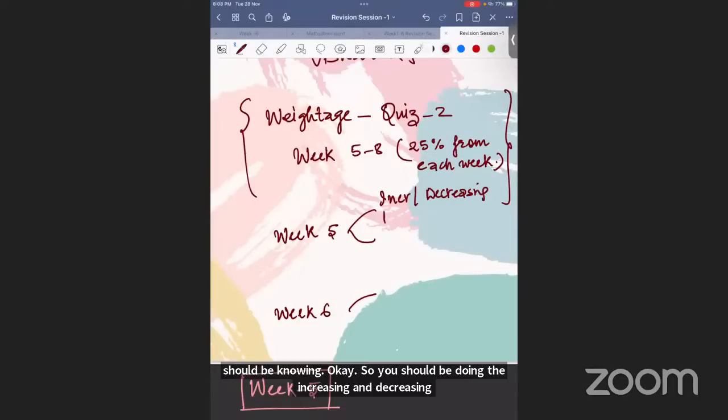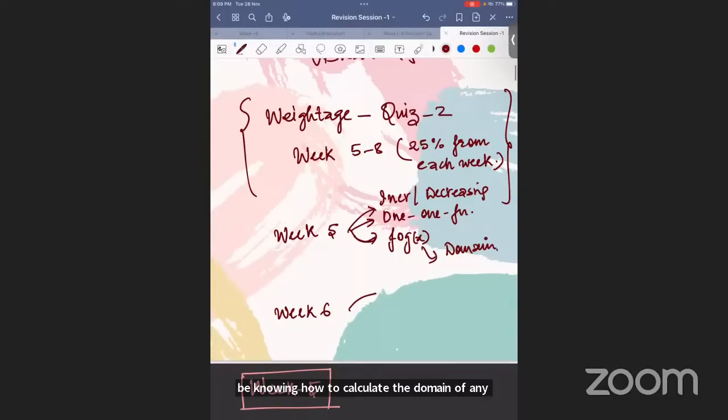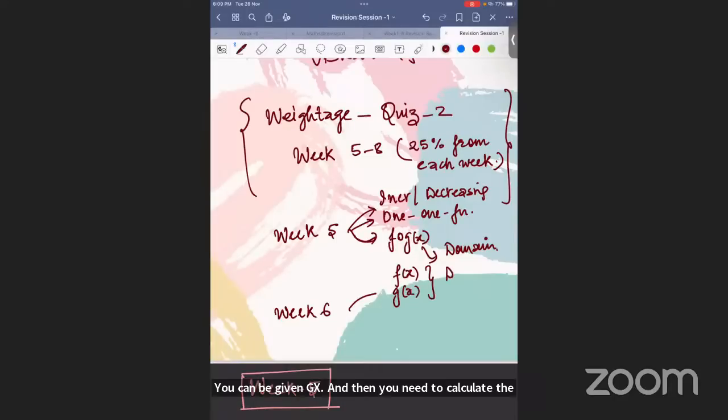Then you should be knowing one-one function. And the most important part is f of g. For the composition, you should be knowing how to calculate the domain of any function. Domain of any function means f of g: you can be given f(x), you can be given g(x), and then you need to calculate the domain for that function.